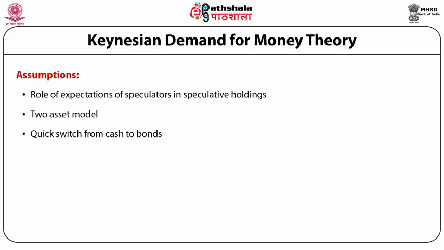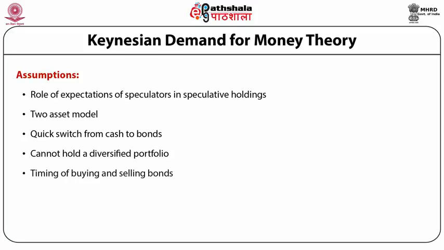Investors can very easily switch from cash to bonds. That is, the investors can buy and sell bonds very quickly. Fourthly, investors cannot hold a diversified portfolio. The investors can have either cash or bonds, but cannot have a mix of both cash and bonds. Fifthly, timing of buying and selling bonds. Speculators buy the bonds when the bond prices are low and sell the bonds when the bond prices are high. Lastly, type of bonds. Only the government bonds are available in the market.